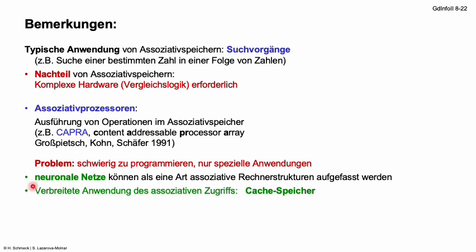So neural networks could be understood as a kind of associative computer structures. And in general, the common use of this associative access, as I already noted in the previous slide, is in cache memory.